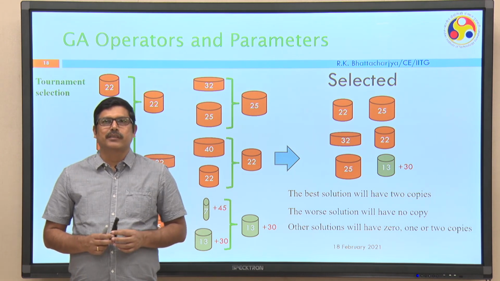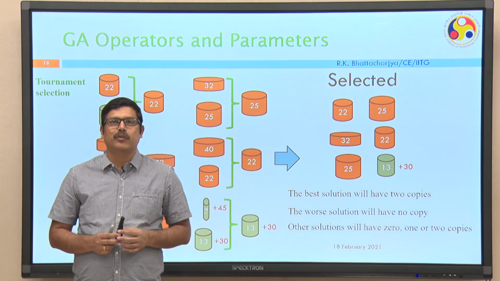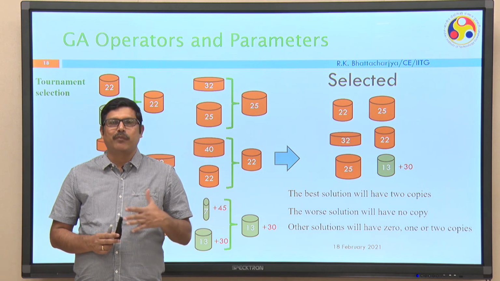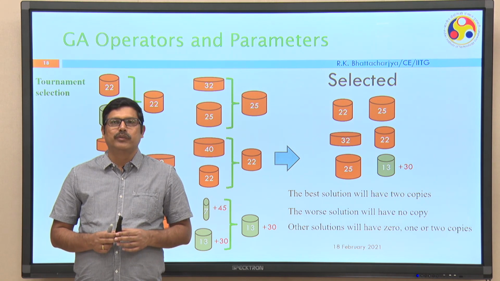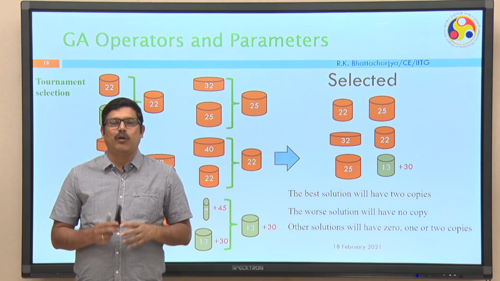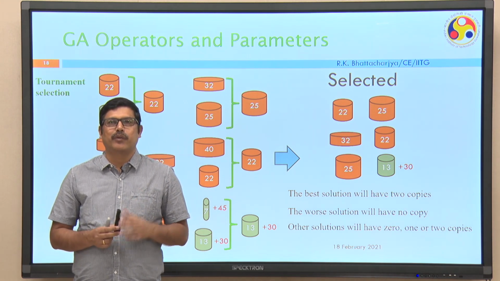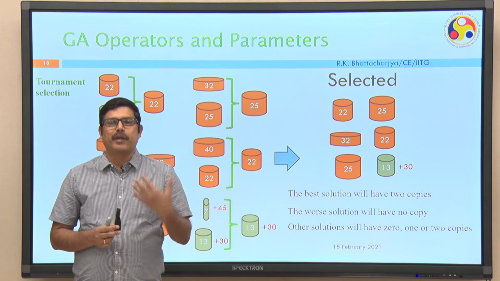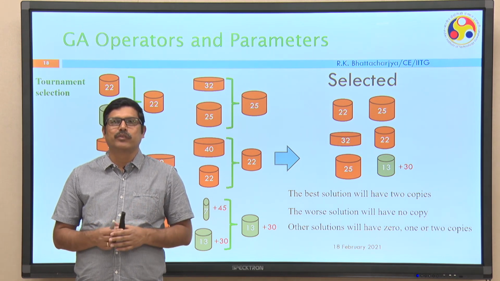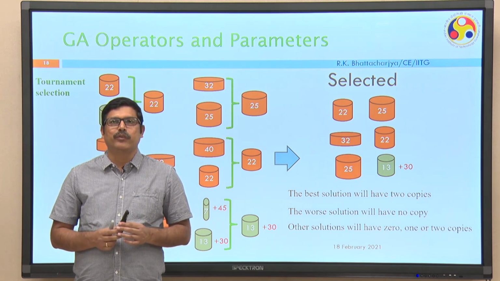In the last class we discussed genetic algorithm. I introduced what a genetic algorithm is, and I also showed you the simple genetic algorithm flow chart, that is, how we approach a problem using genetic algorithm. I showed you the flow chart and also the pseudocode.